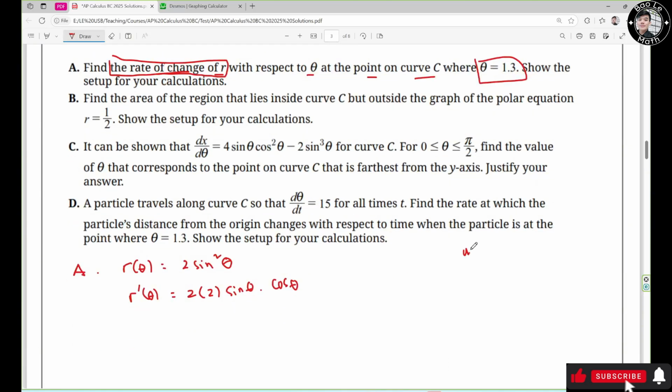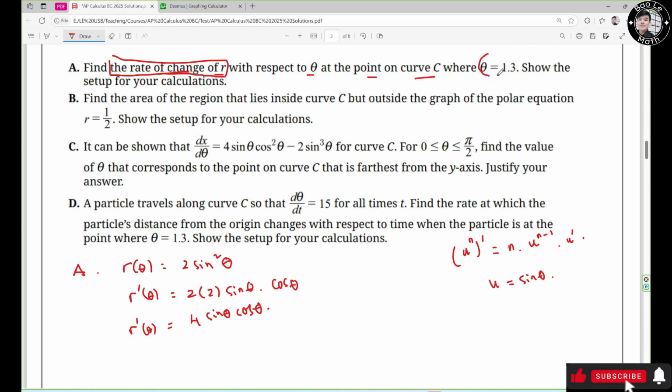Remember, you need to use the u to the n derivative. It is n times u to the n minus 1 times u prime, where u equals sine theta, right? Now we're going to simplify this one, so it turns out to be 4 sine theta cosine theta, right?